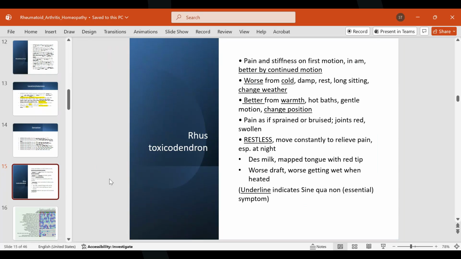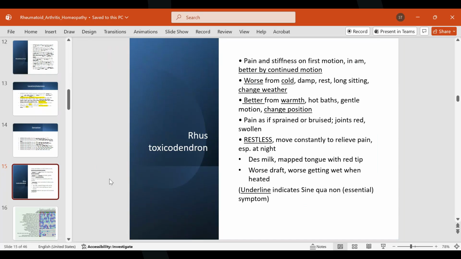They're worse cold, damp. They're worse when they rest. So if they start moving, then when they get up, they're worse. Worse from long sitting, worse change of weather. Better from warmth. If they're not better from warmth, it's likely not Rhus tox. Better hot baths, better gentle motion, better change of position. It's sprained, bruised, and again, red, hot joints, swollen.